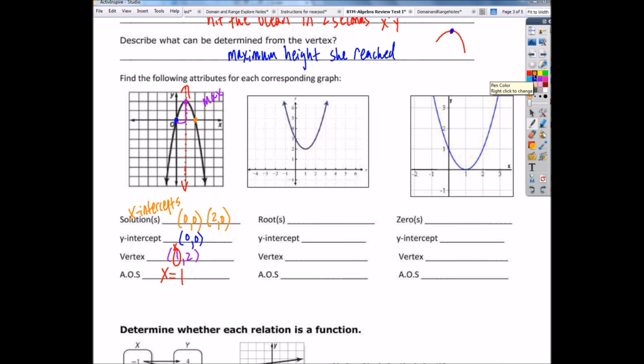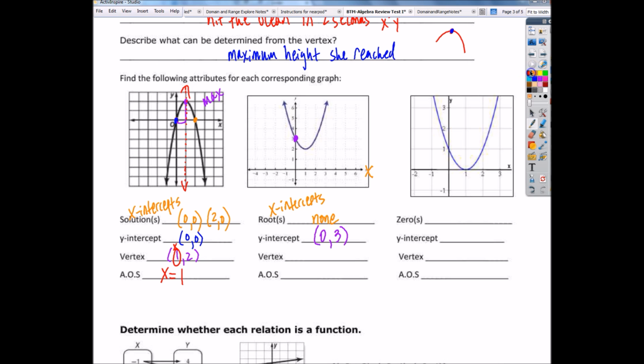Let's see, this next one says, what are the roots? Well, roots are also x-intercepts. But look here, it never touches the x-axis. So how many roots are there? There are none. Sometimes it doesn't touch the x-axis, which is perfectly okay. Does it touch the y-axis? Bam! It does. And since it's a y-intercept, I need a y value, 3. X is 0.